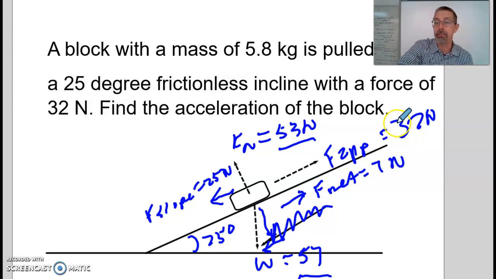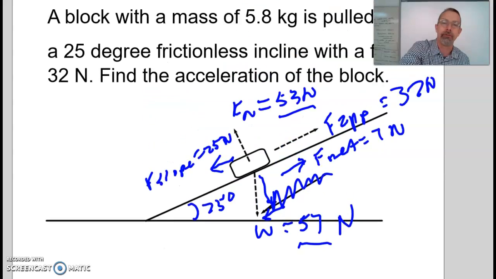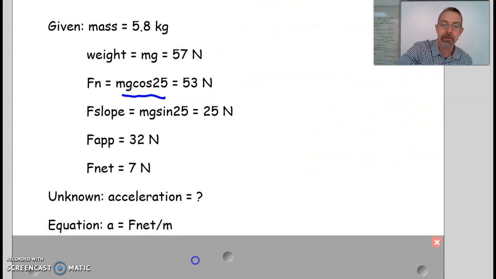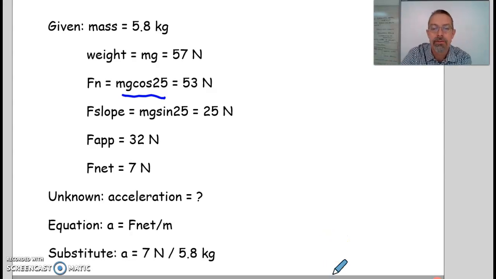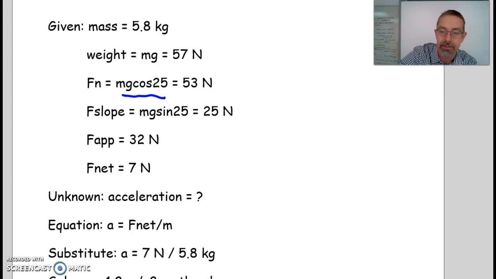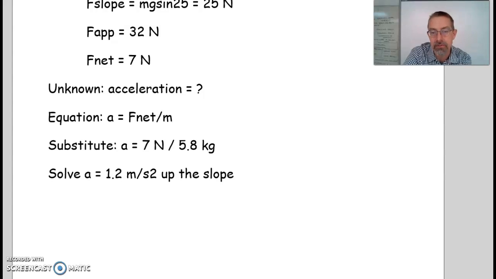Now, if I would have only applied 20 newtons here, then I would have had a net force going down the slope. I would have been trying to hold something back that's trying to slide down. But now we want to figure out the acceleration of the block. The acceleration of the block is simply going to be Newton's second law rearranged. So substitute in what I know: 7 newtons divided by 5.8 kilograms. As a result, my acceleration is going to be 1.2 meters per second squared up the slope.